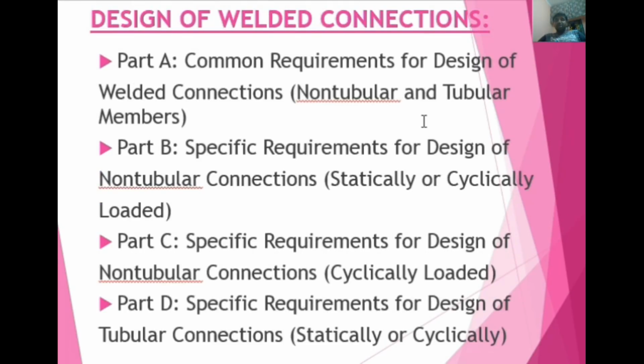There is a design of welded connection. So what types of welded connection are there in AWS D1.1? Part A is the common requirement for design of welded connection, non-tubular and tubular member. Part B is the specific requirement for design of non-tubular connection, statically loaded.